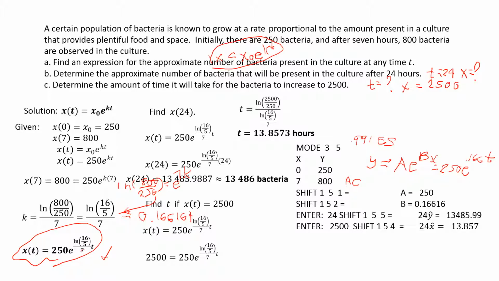To get the number of bacteria after 24 hours, just enter 24 shift 1 5 5 equals, and you will get y hat, the value 13,485.99. And to get the time when the number of bacteria is 2,500, enter 2500 shift 1 5 4. By the way, this is exactly 2500, and then you will get the value 13.857.